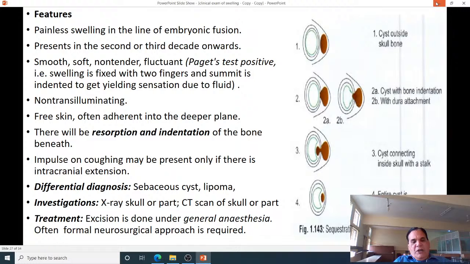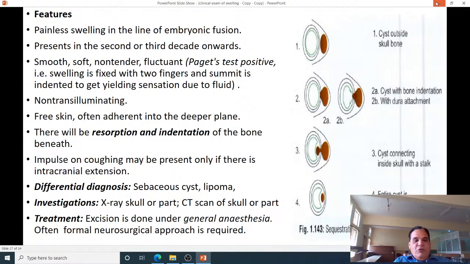Differential diagnosis: commonest are sebaceous cyst and lipoma. Investigation: best is CT brain. Treatment: excision under general anesthesia, because if it is extended, a neurosurgeon has to be involved. So these are the types from the book. Sequestration dermoid: cyst outside the skull bone, cyst with bone indentation and with dura attachment. This is where the neurosurgeon comes into play. Cyst connecting inside with a stalk, and the entire cyst is intracranial, which is fortunately very rare.